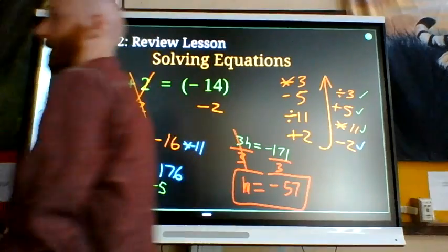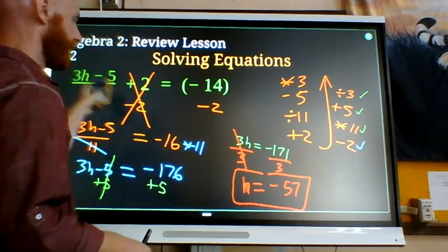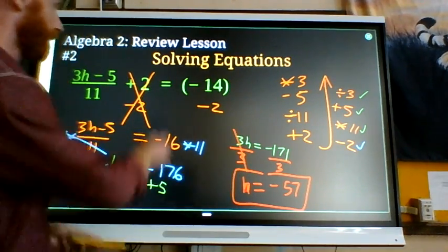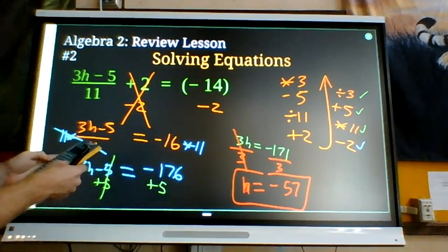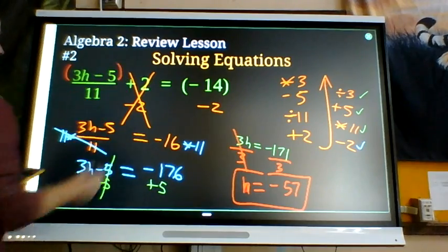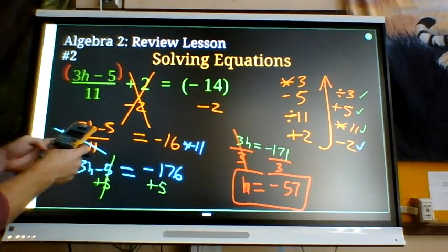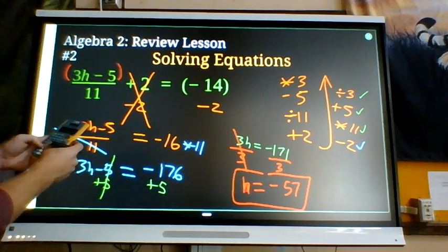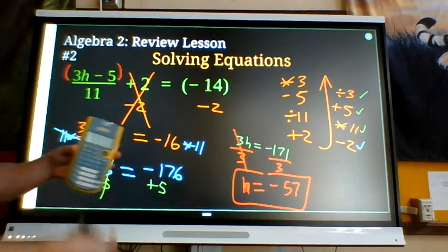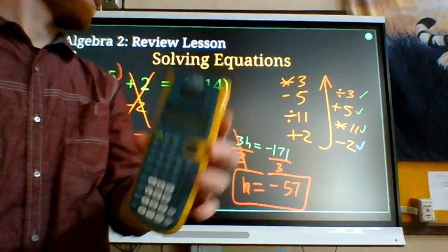You can grab a calculator and double check your answer. You're going to do all of this, replace H with negative 57, see if the answer comes out as negative 14. So we use parentheses: 3 times negative 57 minus 5, close parenthesis, divide by 11, plus 2, enter. Okay, negative 14. So we know we're good.